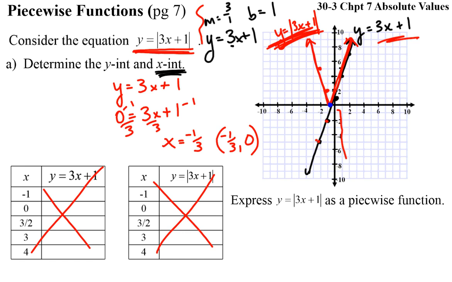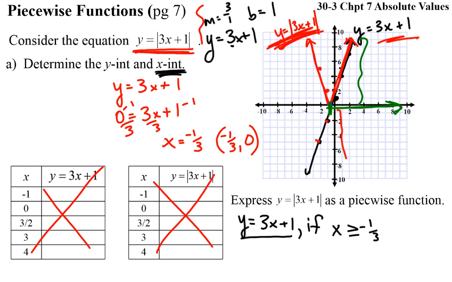Because with piecewise, we need to identify where does the normal function y equals 3x plus 1 occur. It occurs if, and that's where we need to identify our domain, because that's what piecewise is. Here's the normal. All those points stayed the same. That occurred from negative 1/3 and up. So our normal graph occurs if x is greater than or equal to negative 1/3.